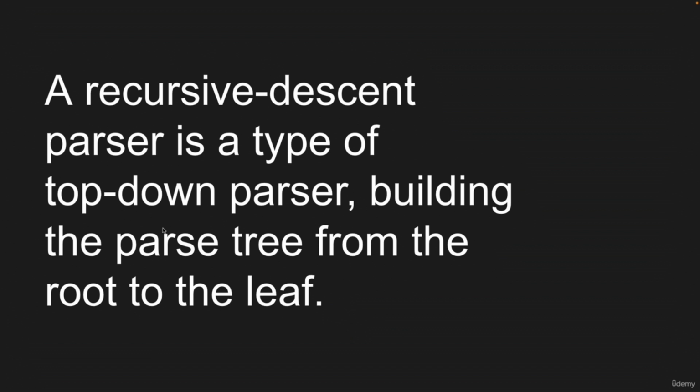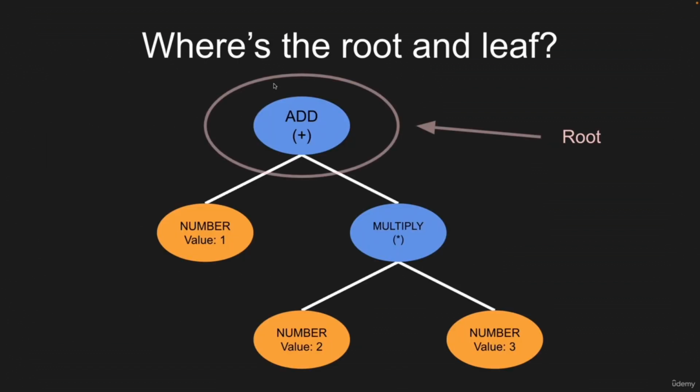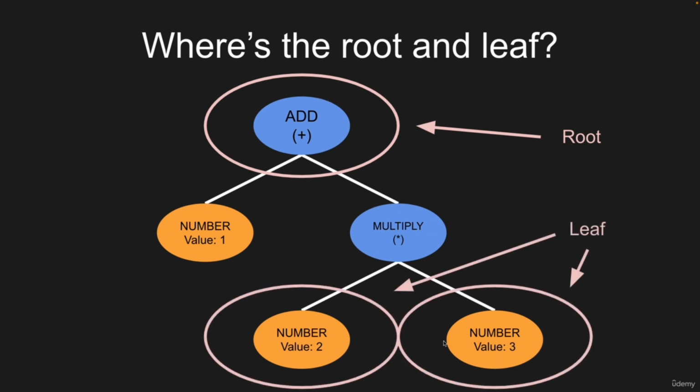And then see right here, it's just building the parse tree from the root to the leaf. So it builds it from the root, and then down to the leaf, the ones with no children. So that's why it's a top-down parser. It's top-down because it starts from the top and goes down to the bottom.